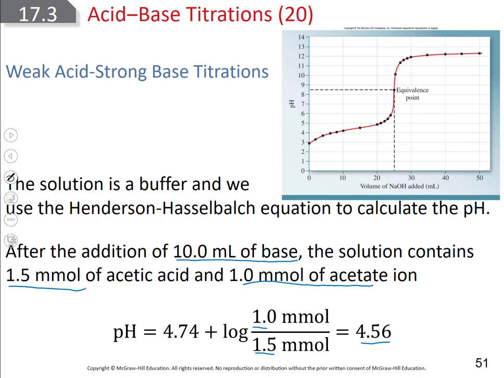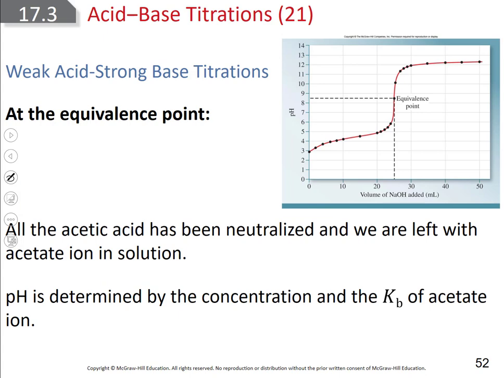So that's the pH before the equivalence point. So what do you think we're going to find the pH next of? At the equivalence point. The equivalence point is where you have equal moles of acid and base, assuming 1-to-1 stoichiometry. If it's not 1-to-1, at least equal moles of hydrogen ion from the acid and hydroxide ion from the base. So at the equivalence point.